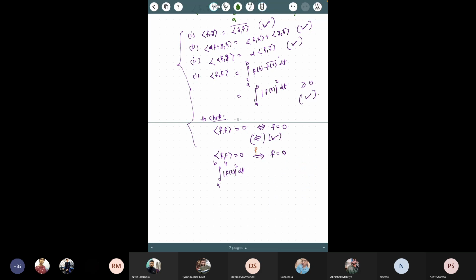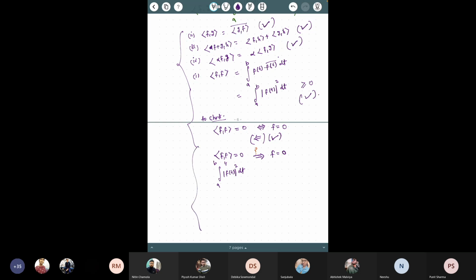Okay, so why is this true? So let us prove now this other side. Suppose that the product of f with itself is 0, and we have to prove that this implies that f is 0. Now suppose that f is not 0. Now can you give me some idea why this is true? Some idea?